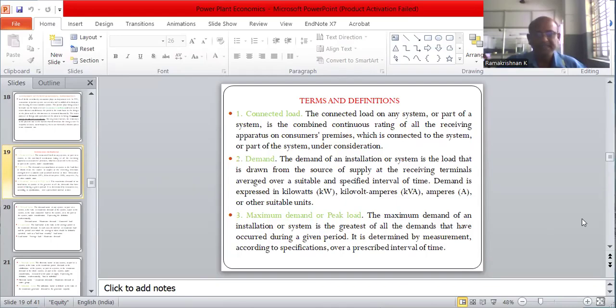Next is the maximum demand, which can also be frequently called peak load. Here it is the highest value of the electric power demand that has been generated over a given period of time from a power plant. So it is the maximum electric power demand that is generated over a certain period of time. It is normally indicated over a prescribed period of time as maximum demand or peak load.